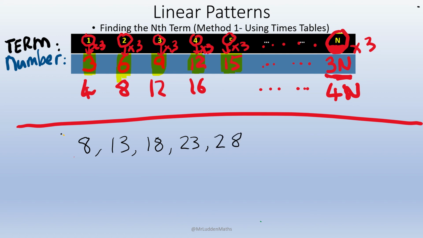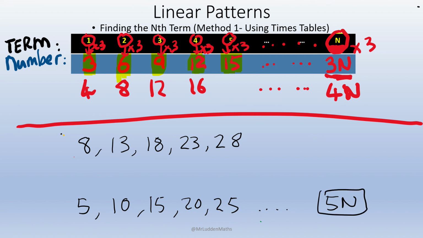Now you might ask yourself, oh well, what's this going up in? It's going up in fives. So the times tables that go up in 5 are obviously my 5 times tables. That'd be 5, 10, 15, 20, 25, and the name of that is 5n.